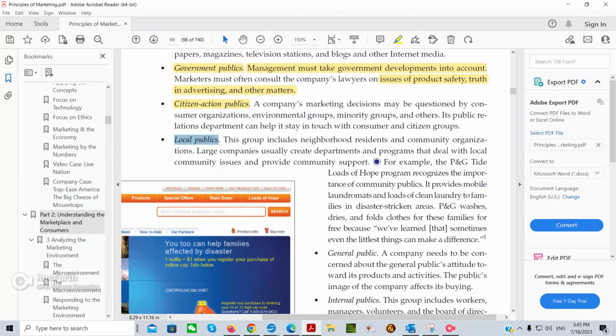This is kind of like public relations, in a way. Now you have your local publics, which includes neighborhood residents and community organizations. Large companies usually create departments and programs that deal with local community issues and provide community support.